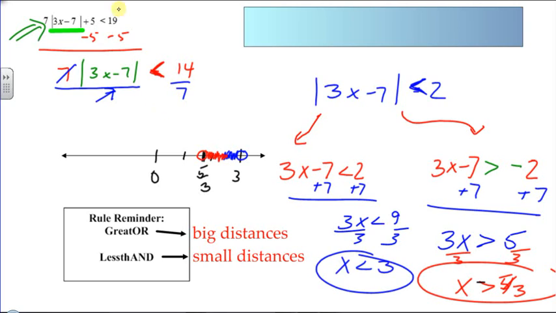Okay, now this was a less than. With a less than, we're looking for small distances. But small distances means numbers that are kind of in between. If we have a greater than, we're going to be talking about very large distances, and you should be thinking of very large distances as going all the way off to infinity on this side and all the way off to negative infinity on that side. So let's see what one of those looks like, and then we'll be finishing up.